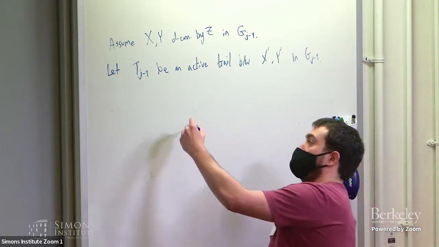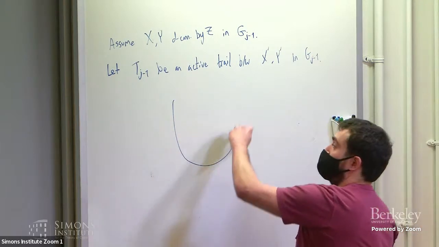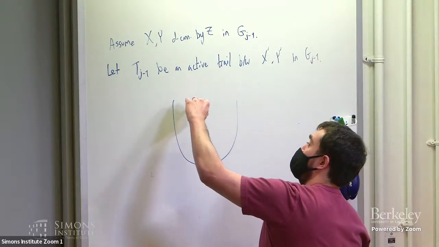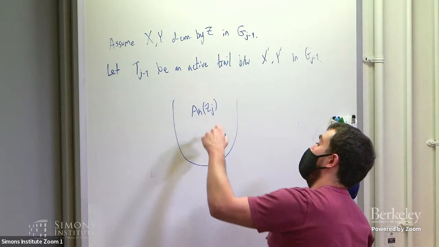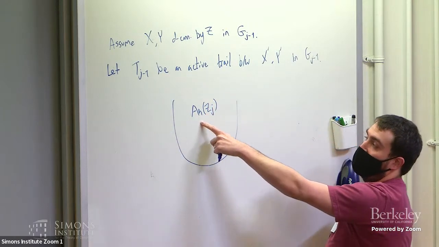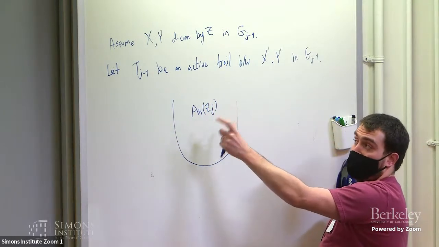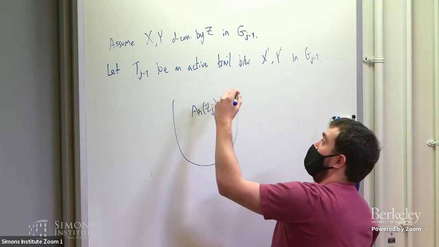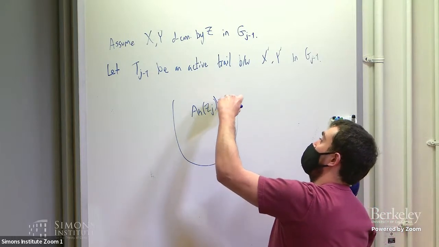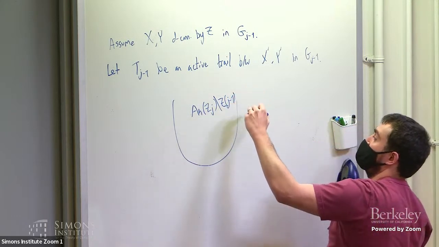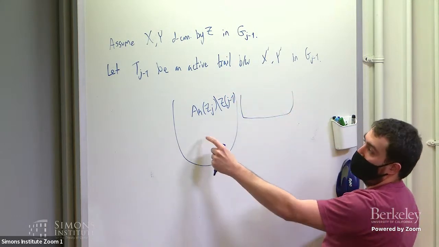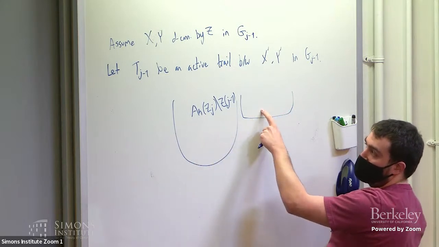So let's draw a picture. So here's kind of the ancestors of ZJ. And here I'm talking about in the graph GJ minus 1. So we have some Z vertices over here. We have some ancestors of ZJ without the Z vertices.